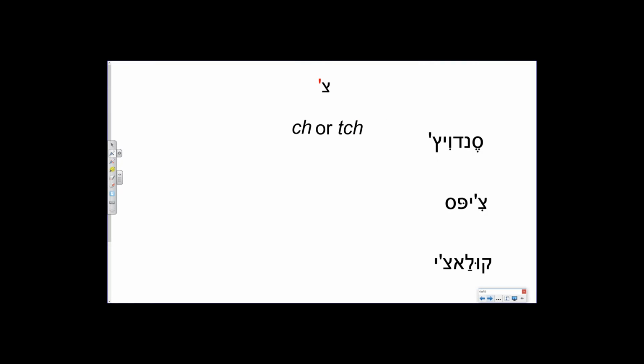The next example is the tzadik with the Chupchik. And this is the most important because it actually is used in the word Chupchik. The tzadik, which makes the ts sound, when you add the Chupchik to it, makes the ch sound. So for words like sandwich or chips or kolache, you would put a tzadik, or a tzadik tofit in some cases, and then a Chupchik on top.